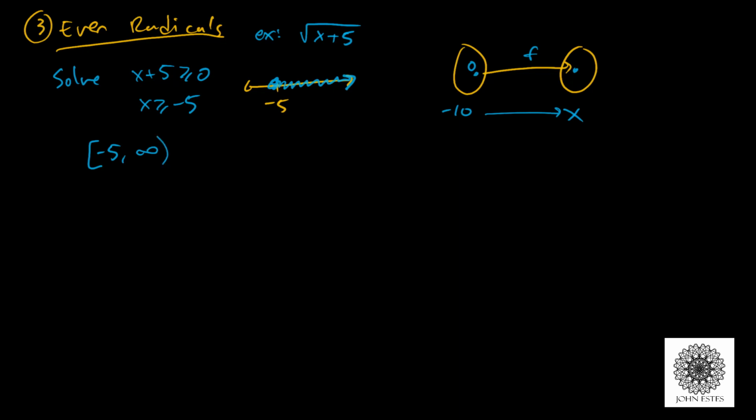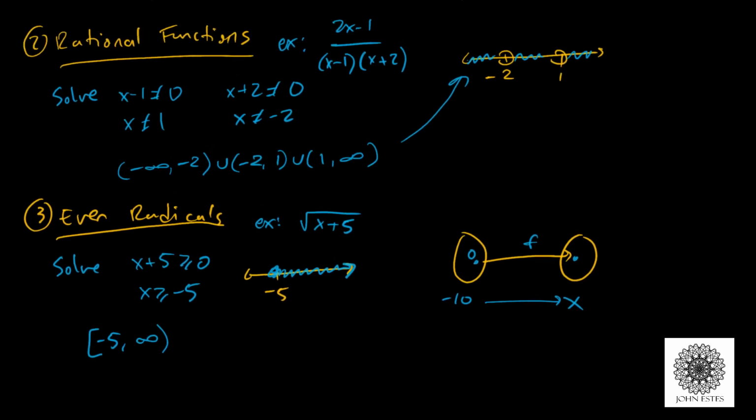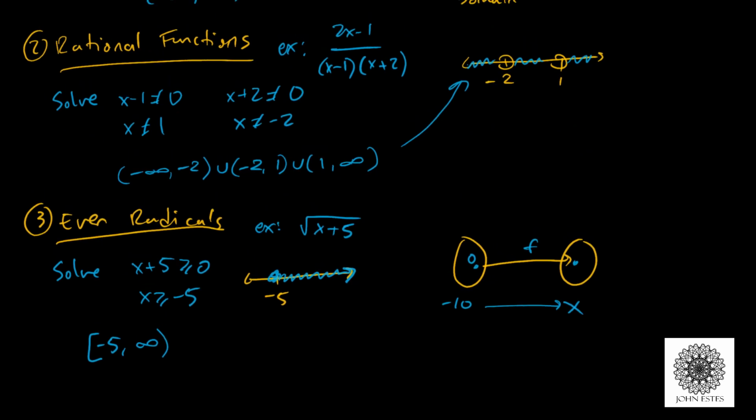That means we've now covered the two worst cases: the even radicals, where we have to set what's underneath the radical greater than or equal to 0, and the second case, rational functions, where we have to make sure the denominator can't be 0.